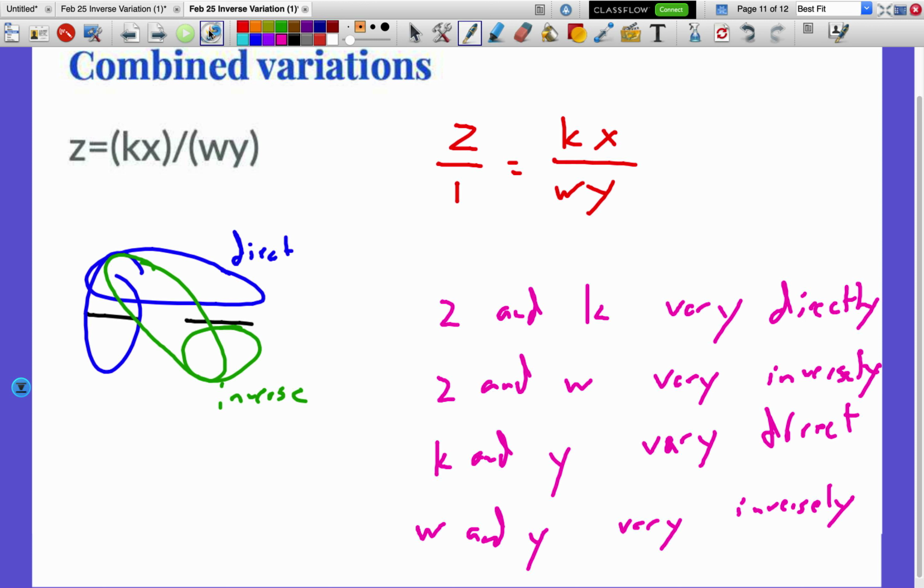Really important concepts here in physics, because you have equations with lots of variables, and you might wonder, if I increase one, how will the other ones respond? Will they go up or down?